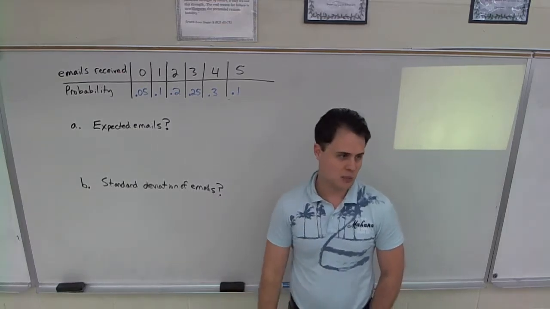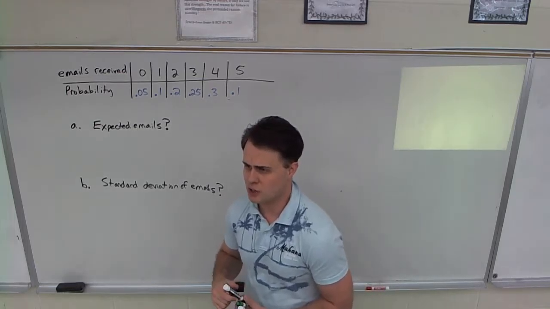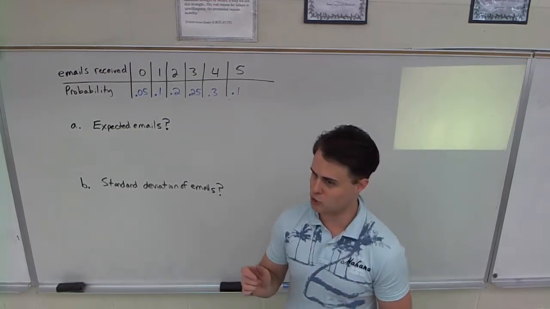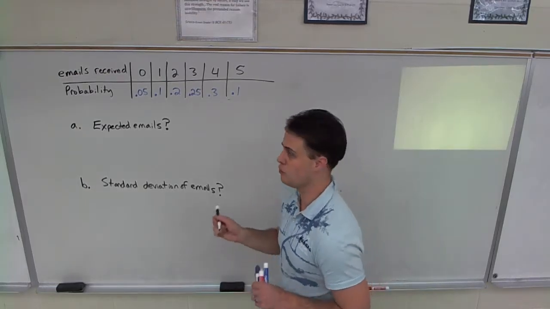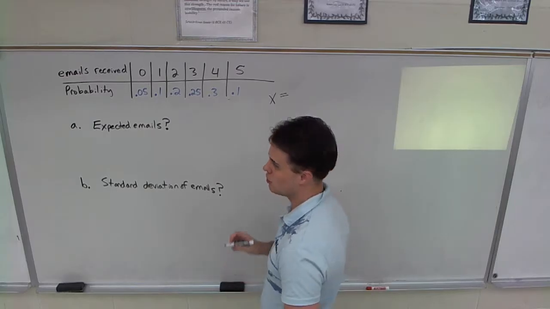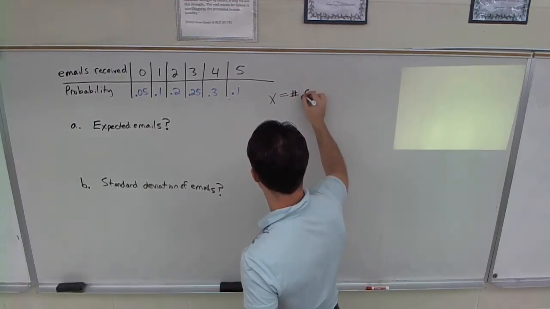We're supposed to figure out the expected number of emails first, okay? So that's the expected value of x. Well, first we have to define our random variable. If you don't define a random variable, you're going to be lost. So make sure you always define your random variable first. You might get away without doing it sometimes. But what is x? Number of emails. Pretty simple.